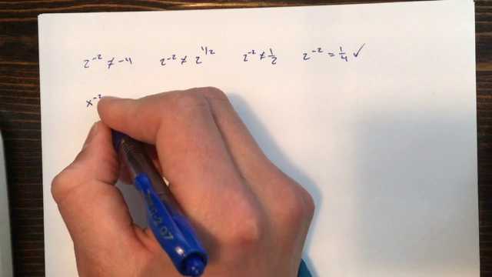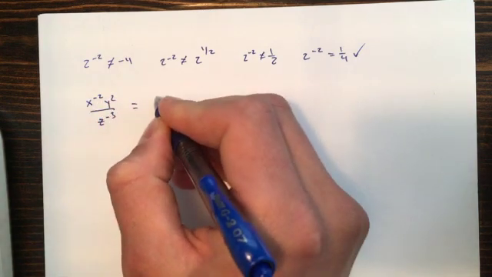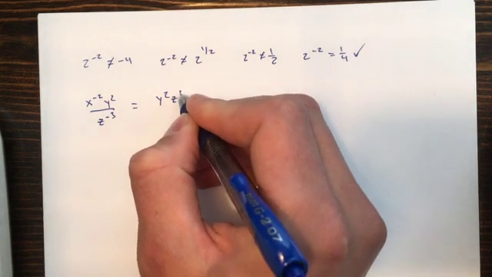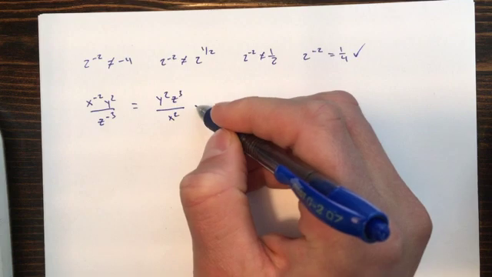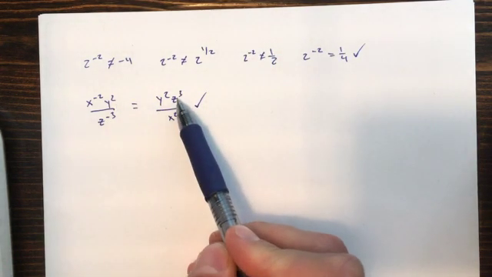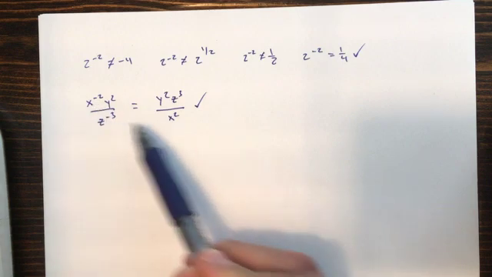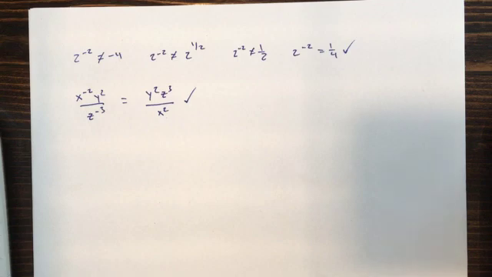x to the negative 2 y squared over z to the negative 3. Does it equal y squared z cubed over x squared? Yes, it does. The z to the negative 3 can move up into the numerator, become z cubed, and the x to the negative 2 can move down and become x squared. The y squared won't move because it had a positive exponent at the beginning.